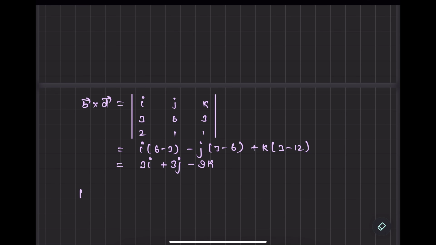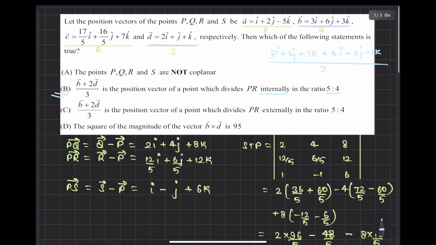Okay, now we need to find out the square of the magnitude. So can I write the magnitude square of B cross D? So can I say that it is x square plus y square plus z square? So 9 plus 9 plus 81. Okay, so it is 99. So according to us, the answer is 99, but according to them, the answer is 95. This means option D is also wrong.